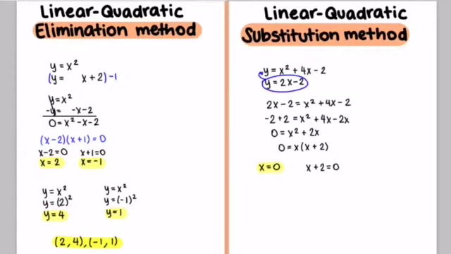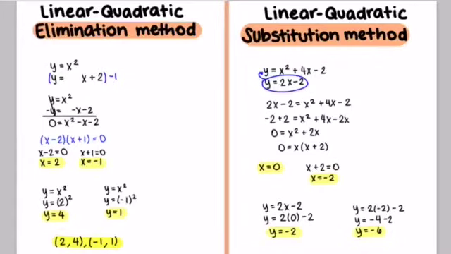Now we're going to get the y just like we did with the elimination method, by substituting the x that we already had into the first equation from the beginning. So y equals 2x minus 2. Substituting 0 gets us y equals minus 2. Now we're going to get the other y, which is y equals 2 times minus 2 minus 2, which is y equals minus 6. And don't forget to make them coordinates because we're going to graph them eventually.